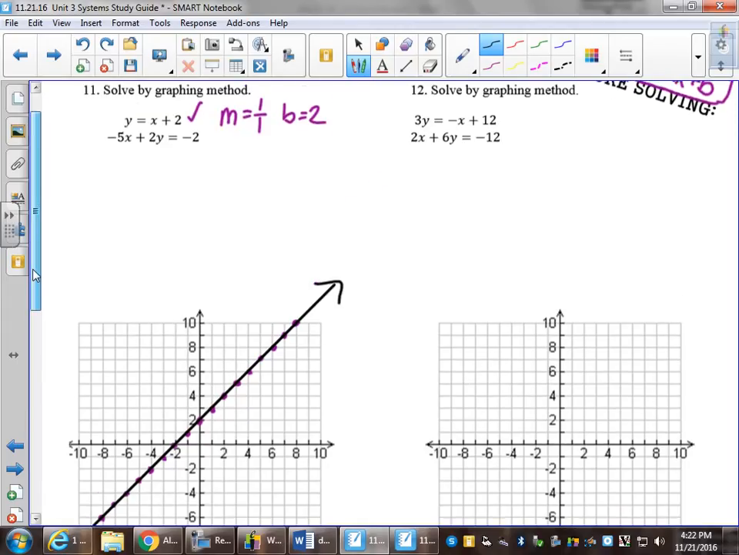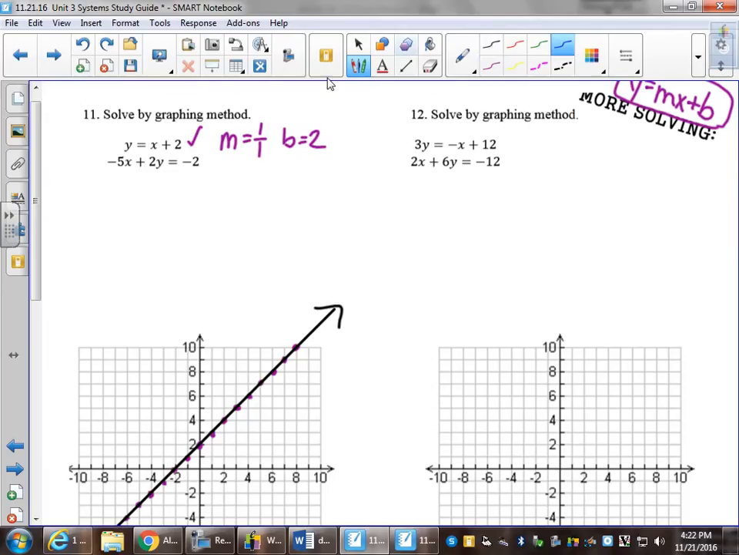We've got our first equation set. Now when I look at the second equation, that one is not ready to graph yet. It's not solved for y. So let's do that together. I will add 5x to both sides first, trying to get y by itself. If there's something we could add or subtract, we do that first.